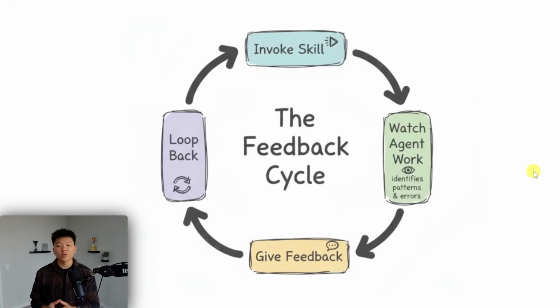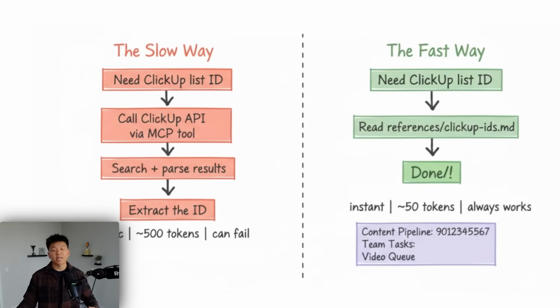Now we have this thing called the feedback cycle, which basically means you invoke the skill, you actually watch the agent work, you give feedback, and then it fixes the skill and then you do it again. And so the first couple times you run a skill, you may feel like, this feels very AI generated. But by the time you've run that skill 10, 20, 30 times, every single time it gets better. And so that's why it's actually important to watch the agent work the first couple of times, because that's how you're able to identify opportunities to speed it up and save tokens by doing things like this.